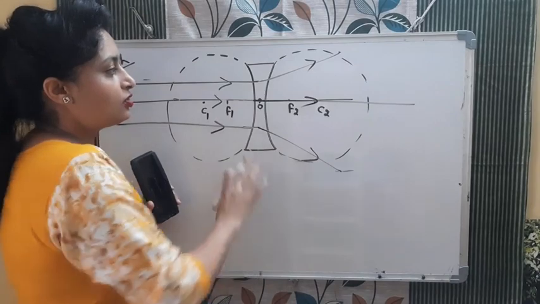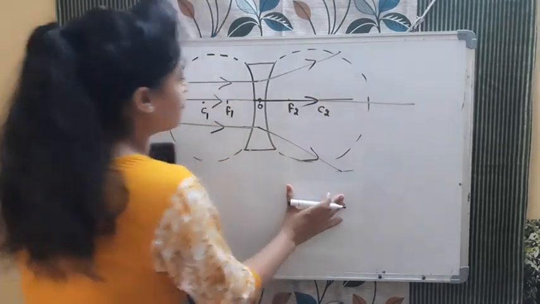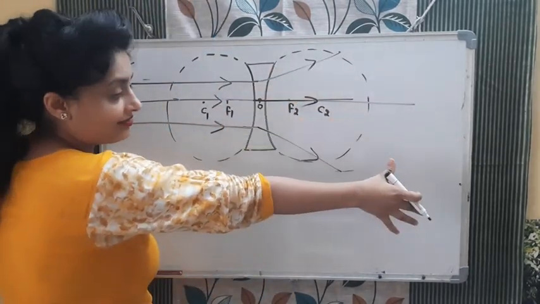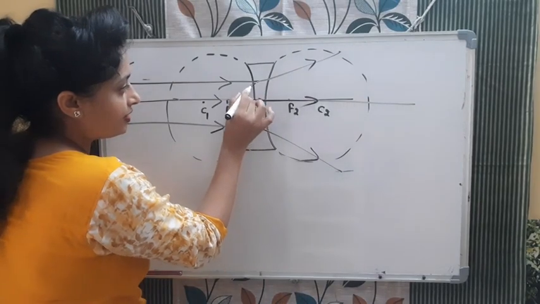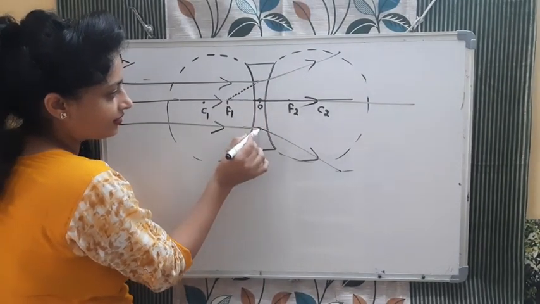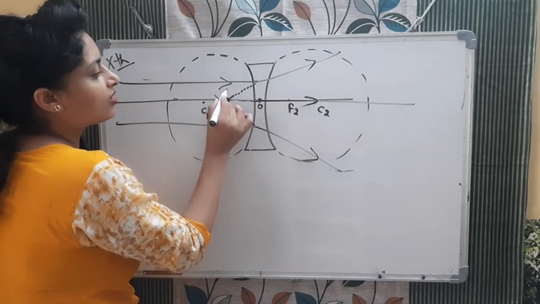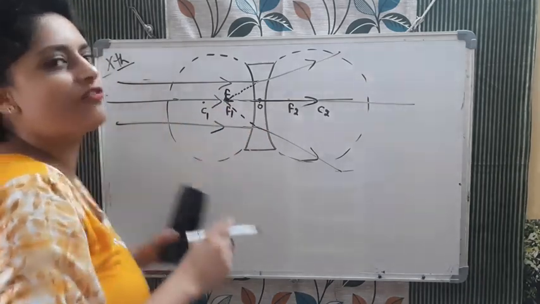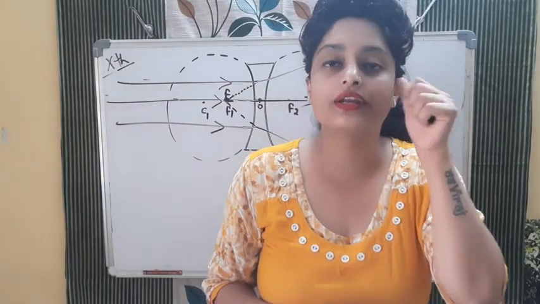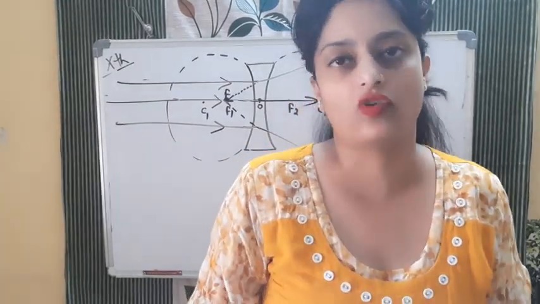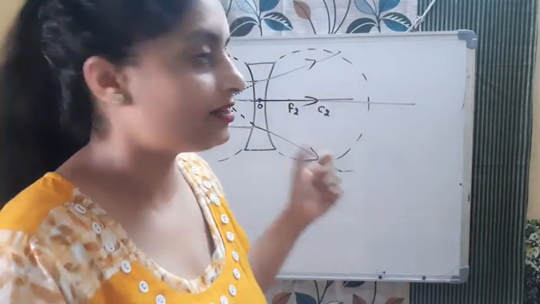So in this case, where will be the focus? On this side actually they will never meet. So what you will do, you will redraw them on the back side, and the point where they meet is known as the focus. So here it is an imaginary focus. In case of the concave lens, this is an imaginary focus. In case of the convex lens, that was a real focus. So how will you consider the focal length?